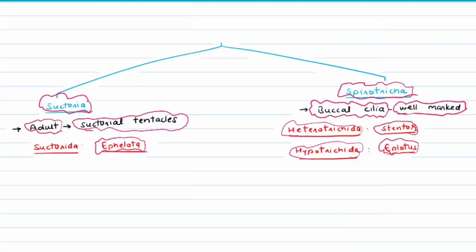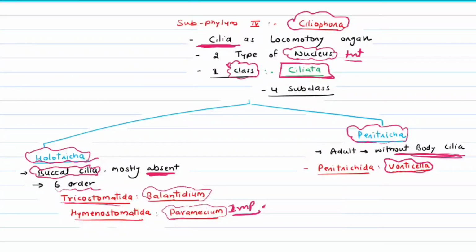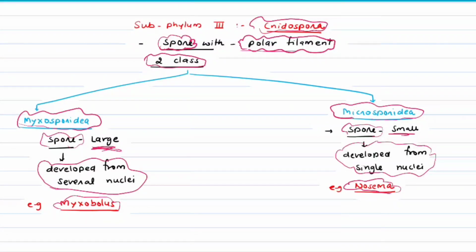So here we discussed the characteristics and classification of the phylum Protozoa.